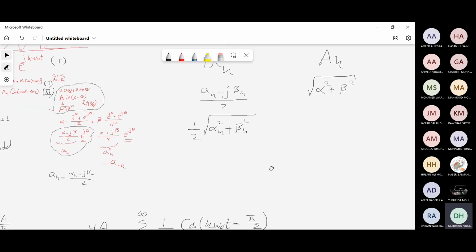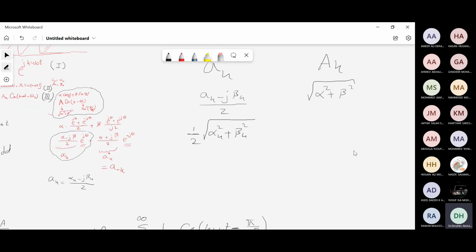So then the relation between A_k and a_k small: the A_k magnitude is equal to 2 times the magnitude of a_k. So if you have a_k, find the magnitude and multiply by 2, then you will get A_k directly.